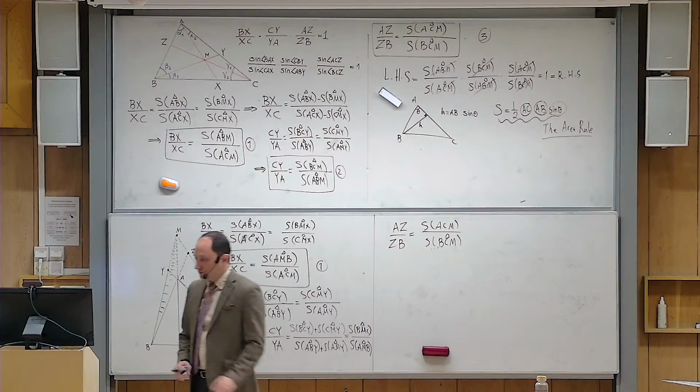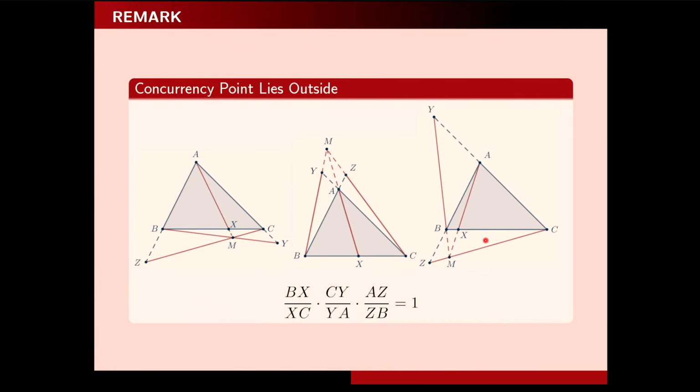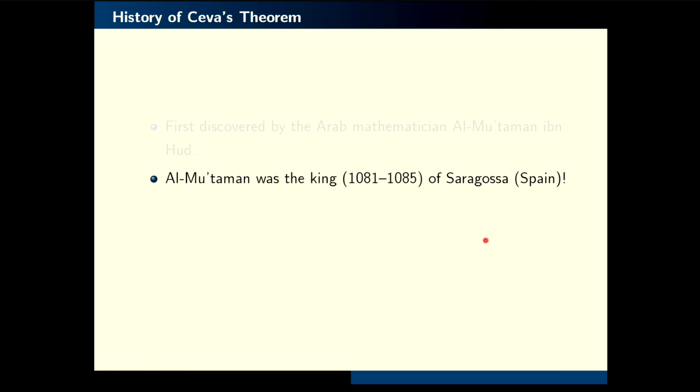Yes? Okay. Now let us talk a little bit about the history of this, and then we end this video. This is interesting. This theorem was actually discovered first by an Arab mathematician, Al-Mu'taman ibn Hud. And interestingly, he was a king actually of Saragossa, Spain, from 1081 to 1085. So this is a little bit less than 1,000 years old.